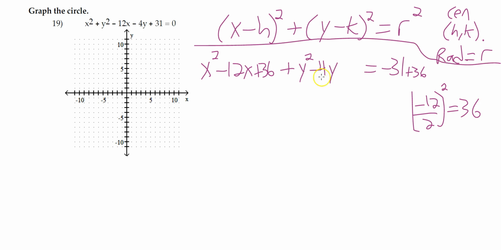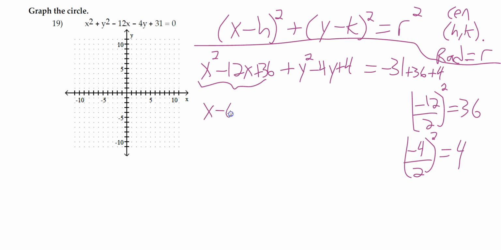Now for the minus 4, for the y, same operations, divide by 2 and square. That would be negative 2 squared is 4. I have to add 4 to make that a perfect square, and do the same thing to the right. So now, this is a perfect square.